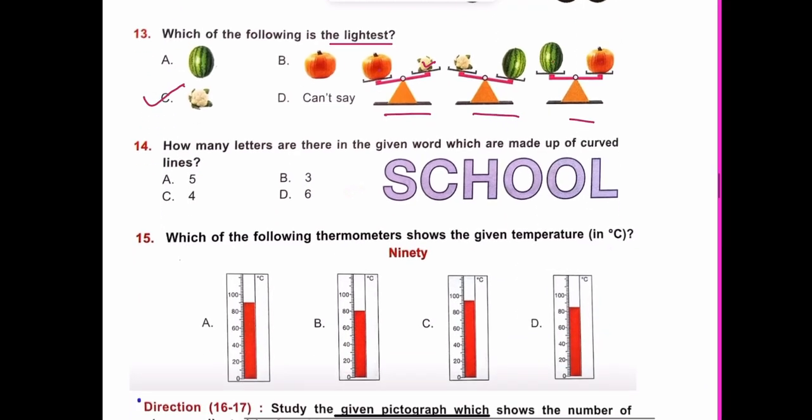Question 14, how many letters are there in the given words which are made of curved lines? So curved lines: 1, 2, 3, 4.